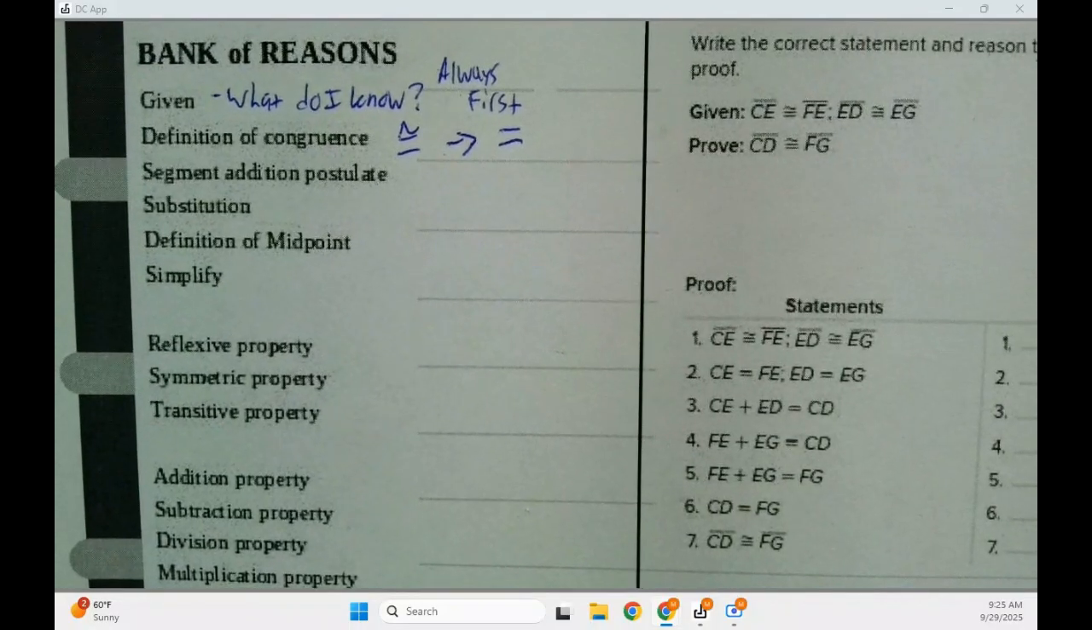So before I move forward, what questions do you have about what I mean by given information or the definition of congruence?